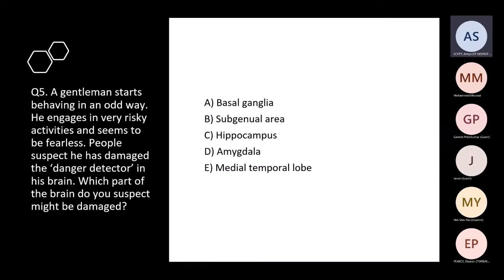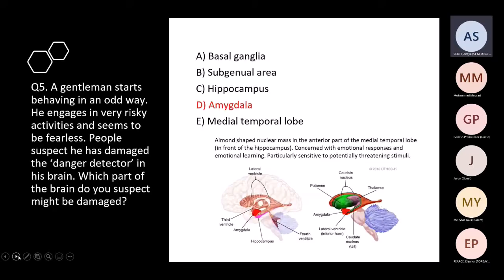So I'll give you 5 more seconds. Perfect. So the answer is D, the amygdala. Your amygdala is the almond-shaped nuclear mass in the anterior part of the medial temporal lobe. It sits just in front of the hippocampus, and it controls your emotional responses and your emotional learning. It's called your danger detector, and it's triggered if there's threatening stimuli around.